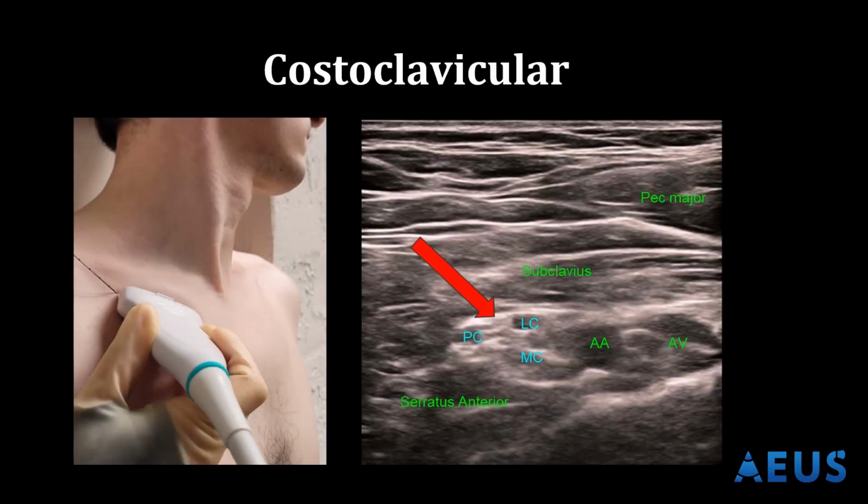For the costoclavicular block, the patient should be supine, head turned away from the side of the block with the arm abducted and the elbow flexed. The transducer is placed in a transverse orientation under the mid-clavicle, tilted slightly superior.